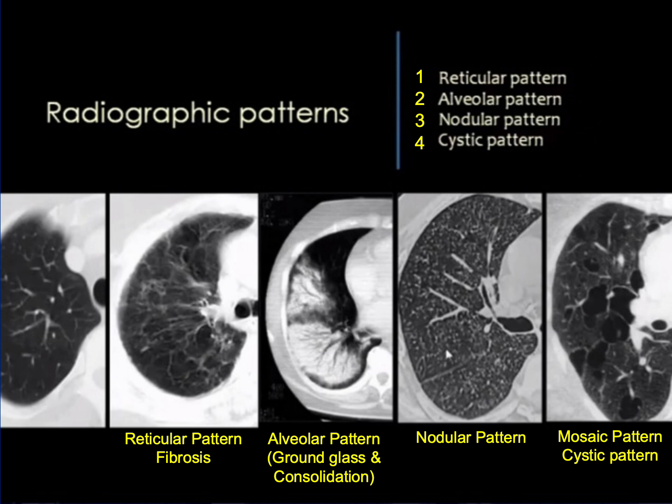Based on CT scan, we have 4 different radiographic patterns that we discuss. The first one is the reticular pattern, also depicting fibrosis. The second one is an alveolar pattern, which is also sometimes described as ground glass or consolidation. The third, as you can see, is a nodular pattern where you can see multiple small dot-like structures. And the fourth is a mosaic or cystic pattern where you can see large cavities of darker areas interspersed with regular or normal lung areas.